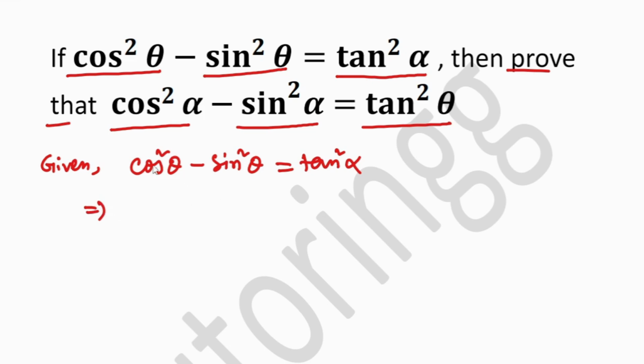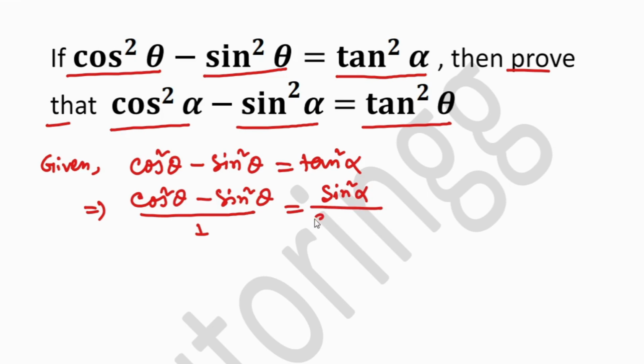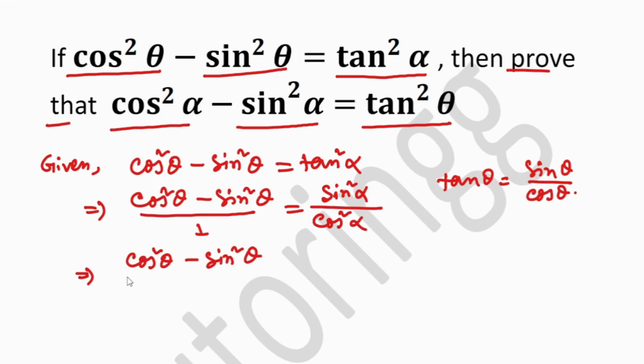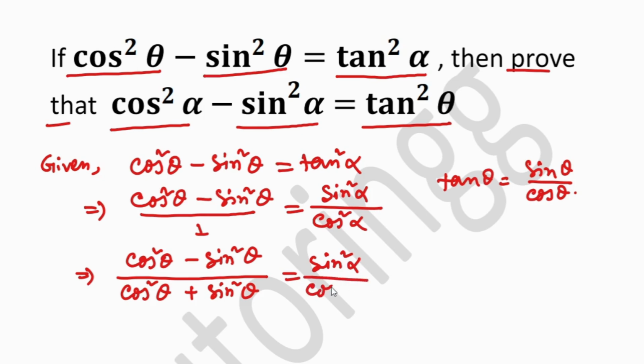Okay, so in the left hand side we can write cos square theta minus sin square theta divided by 1, and tan square alpha can be written as sin square alpha by cos square alpha, because tan theta is equal to sin theta by cos theta. The next step is we can replace 1 by cos square theta plus sin square theta. So in the left hand side we write cos square theta minus sin square theta divided by cos square theta plus sin square theta is equal to sin square alpha divided by cos square alpha.